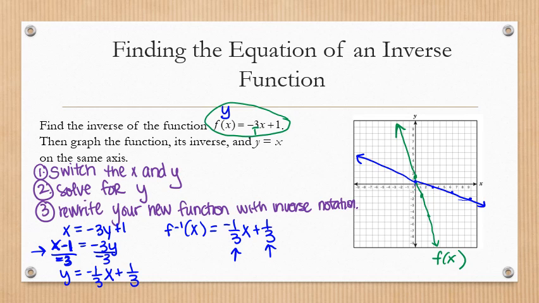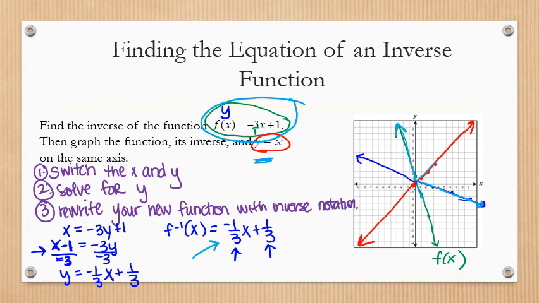And now if I draw the line y equals x, what hopefully you are able to see is that these equations are essentially reflections, so that the inverse function is the reflection of the original function over the line y equals x. So if I took this part, so our original function is in green, and I reflected it over this line, I would get this piece of the inverse function.